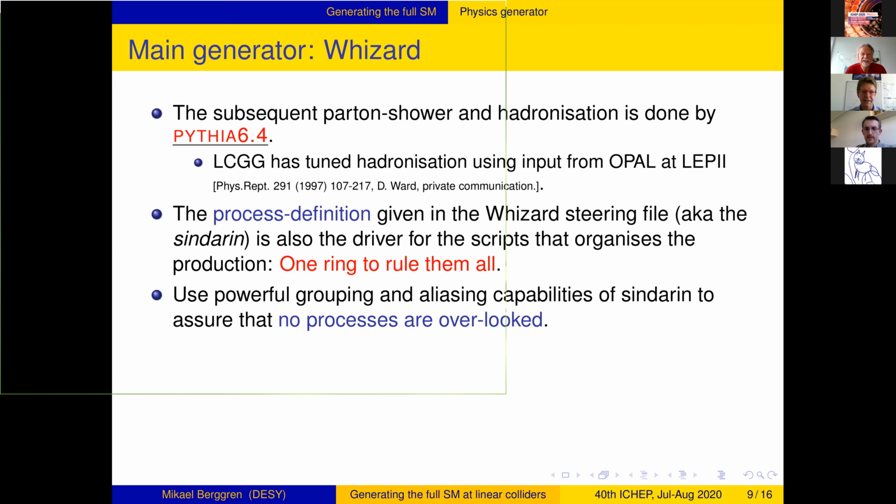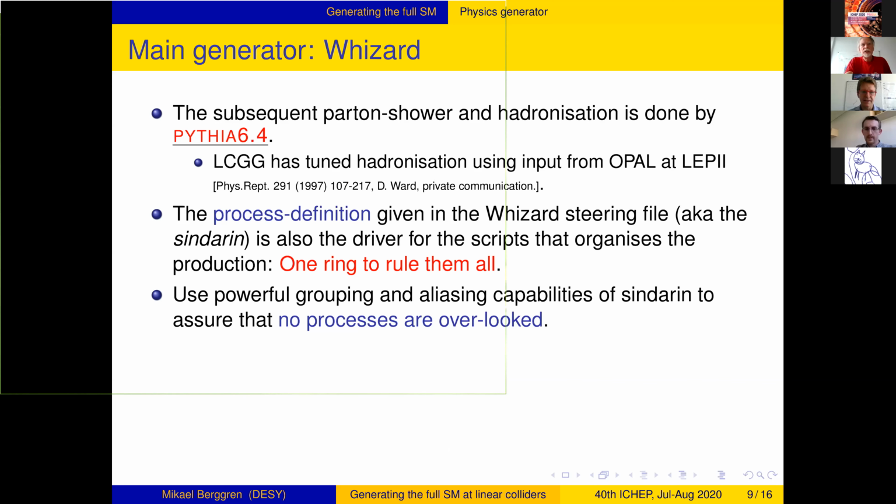So Sindarin is actually a language, and we use its power to make sure that all processes are included. So we basically do it using aliases and grouping, and then just ask WHIZARD to figure out what the corresponding processes are.